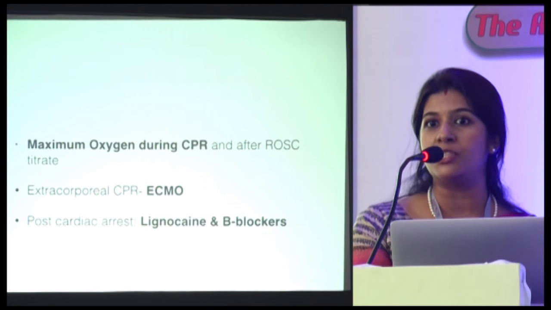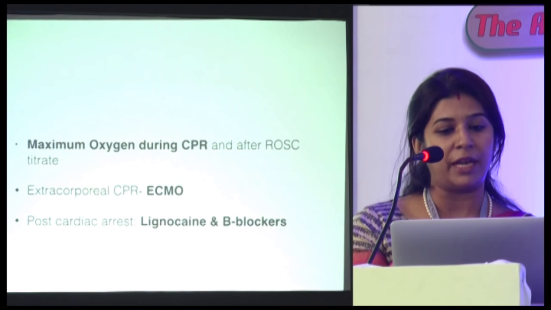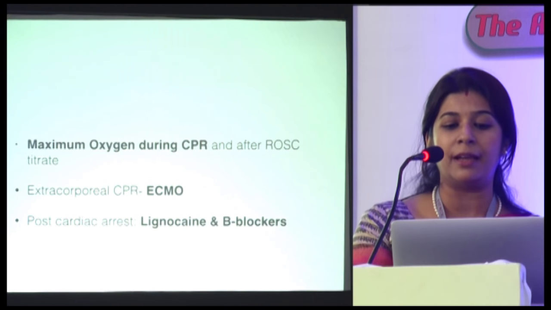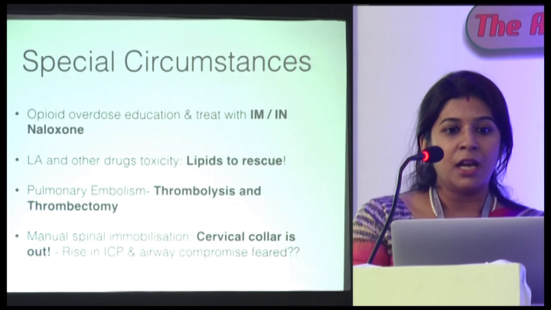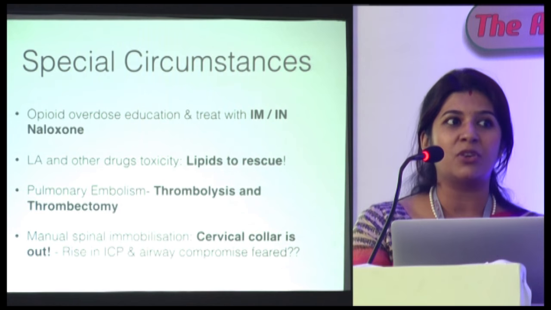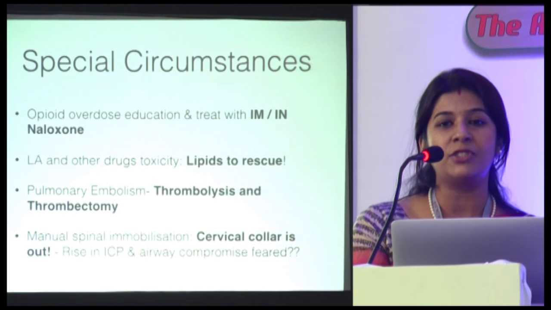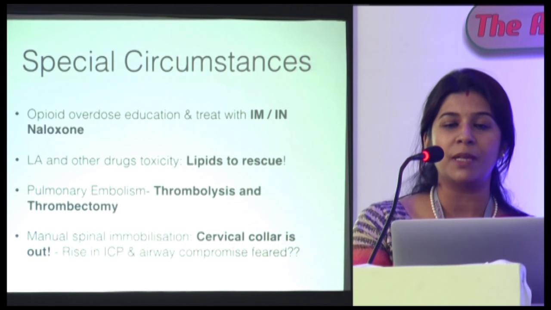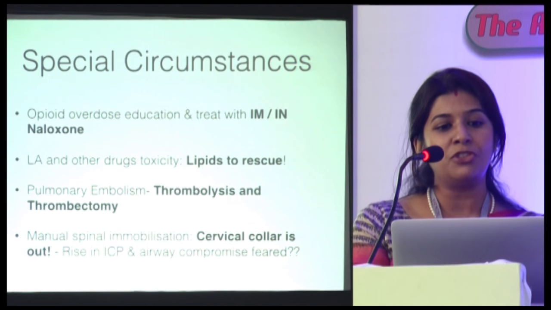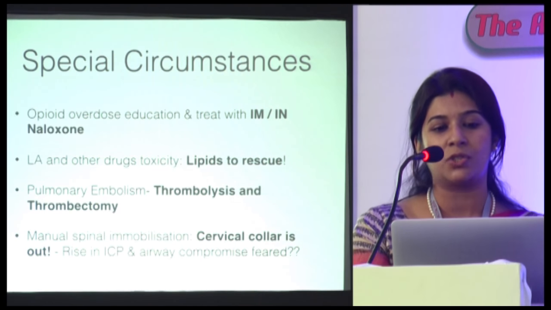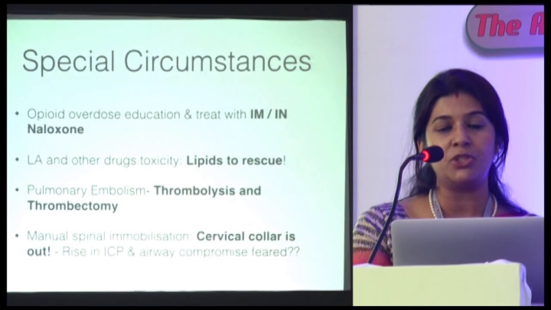Post-cardiac arrest, lignocaine is shown to prevent recurrent VF and VT. Beta blockers have been shown to improve survival rates, but they have to be used judiciously because they can worsen hemodynamic stability and cause heart failure. A special mention about opioid overdose, because it causes a significant burden in the West for lay rescuers and BLS providers, and treatment of this overdose with intramuscular and intranasal naloxone has been strongly recommended. Lipids have come to the rescue to treat local anesthetic as well as other drug toxicity. Thrombolysis and thrombectomy should be considered early, and it is reasonable to treat pulmonary embolism.